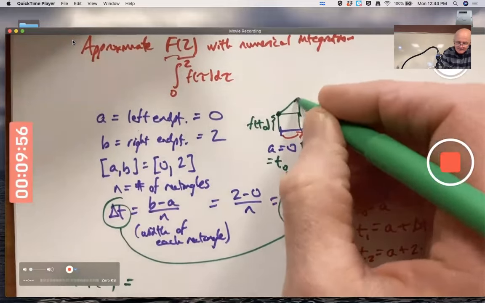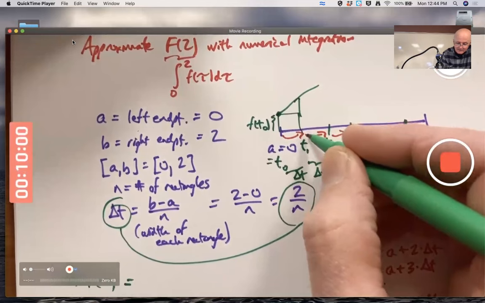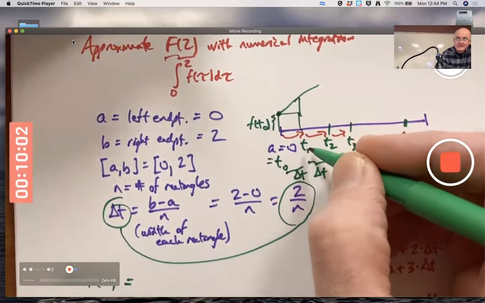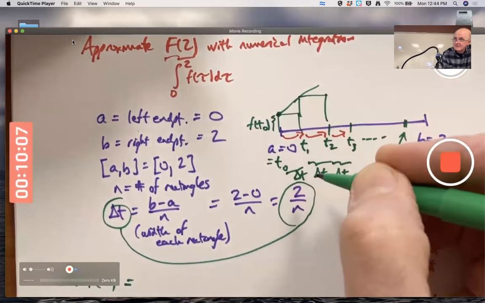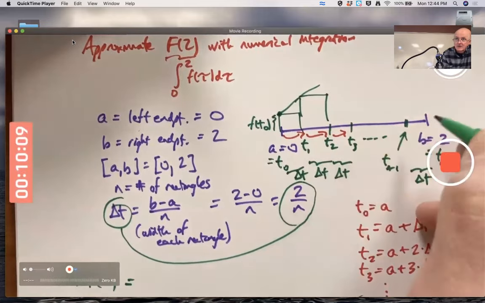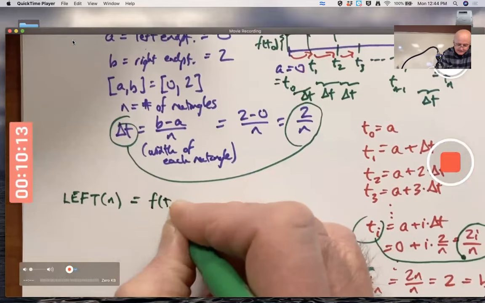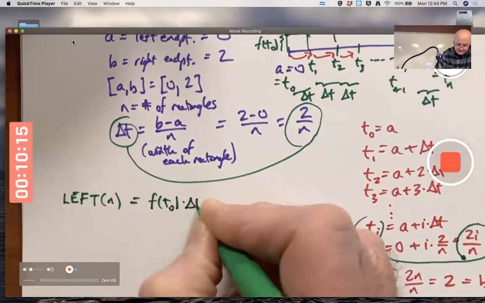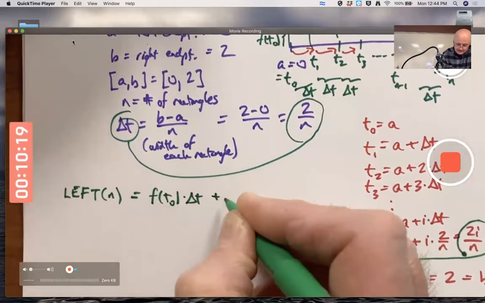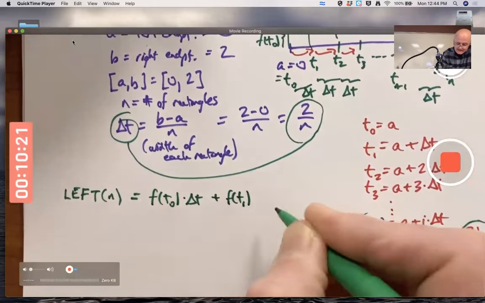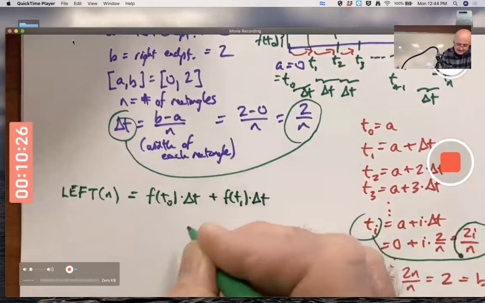The second rectangle has its height determined by the value of the function at the left endpoint of the second interval, which is t1. Something like that, etc. f of t0 is the height of the first rectangle times its width to give you the area of the first rectangle. f of t1 is the height of the second rectangle times its width to give you the area of the second rectangle, etc.